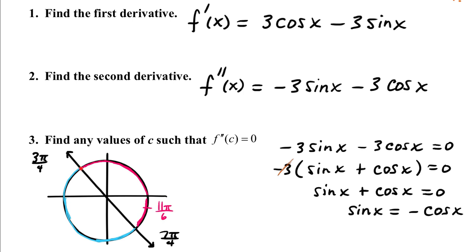At 3 pi over 4, cosine is negative square root of 2 over 2. Sine is positive square root of 2 over 2. At this other angle, cosine is positive square root of 2 over 2, and sine is negative square root of 2 over 2. They only differ by a sign. So remember, we're also investigating only from 0 to 2 pi. So both of these angles are potential inflection point values. Let's scroll down.